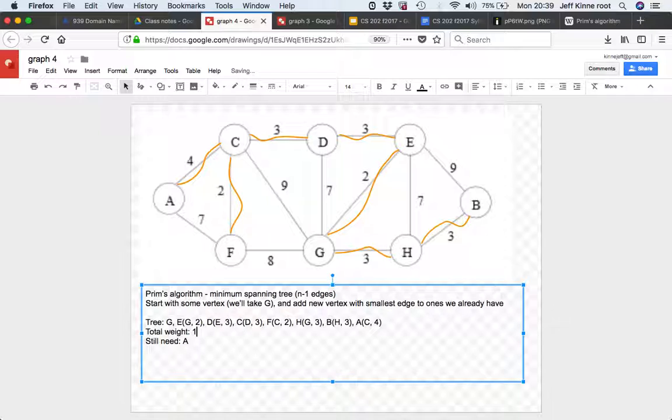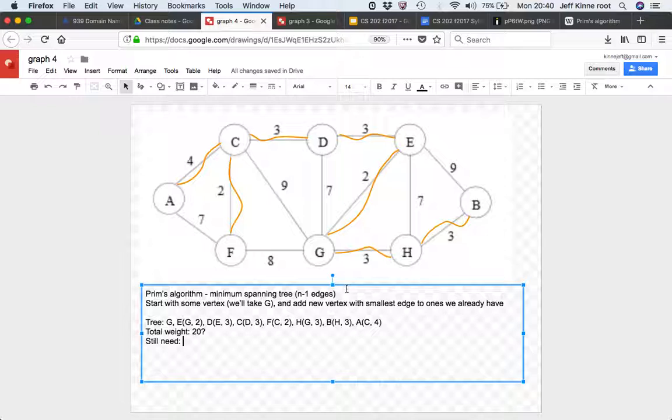And we add 4 more to the weight. We're at 17 unless I forgot to count something. Let's make sure. So we have 6, 9, 11, 13, 19. Let's try this again. We've got 6, 8, 14, 16, 20. Modulo being able to add numbers.